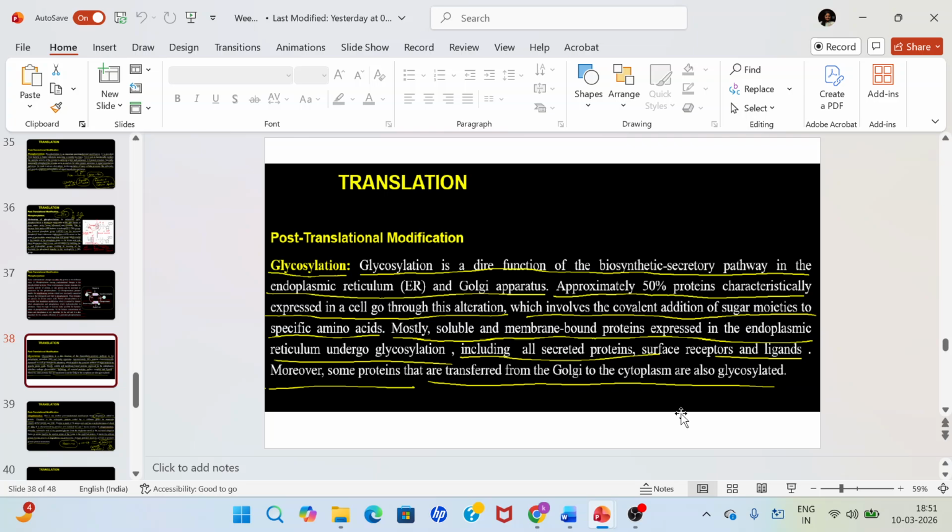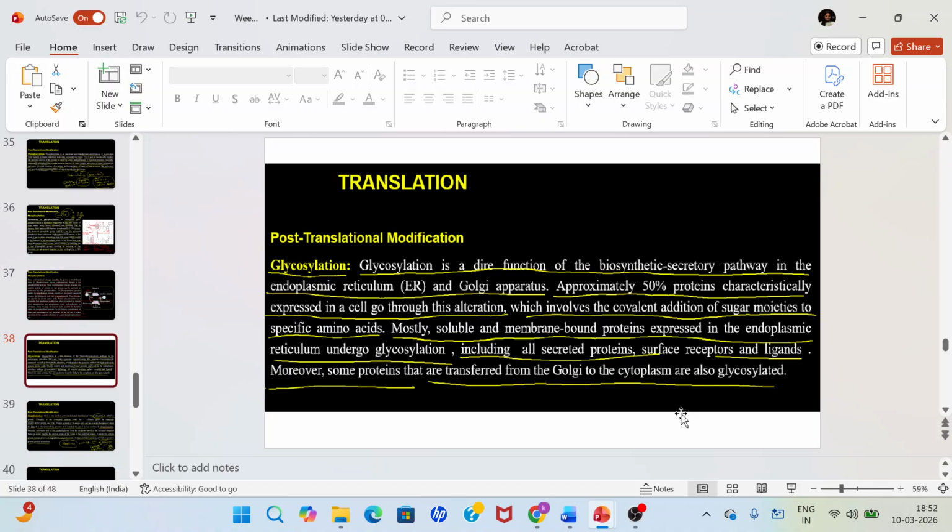Next is the glycosylation. So, glycosylation, as the name implies, is the addition of glucose group or sugar group. Okay? Glycosylation is a dire function of the biosynthetic secretory pathway in the endoplasmic reticulum and Golgi apparatus. Approximately 50% of proteins characteristically expressed in a cell go through this alteration, which involves the covalent addition of sugar moieties to specific amino acids. Mostly soluble and membrane bound proteins expressed in the endoplasmic reticulum undergo glycosylation.